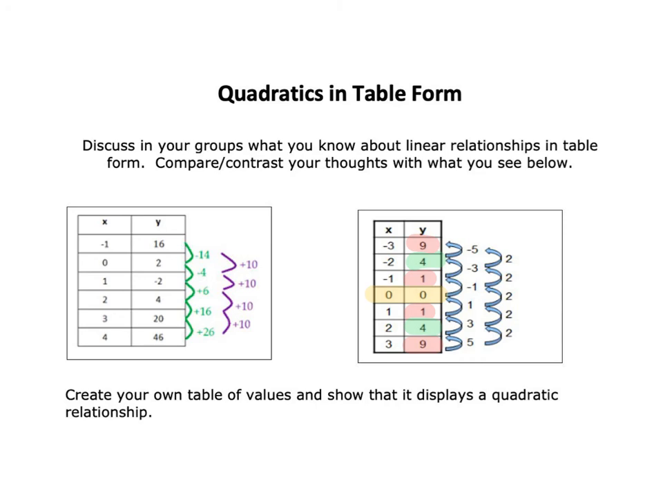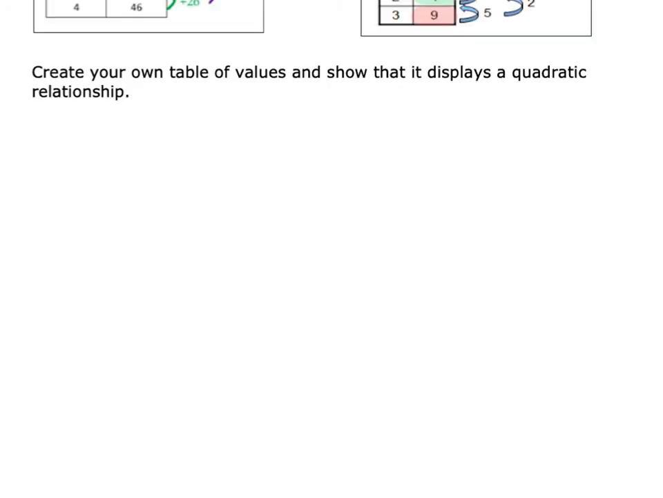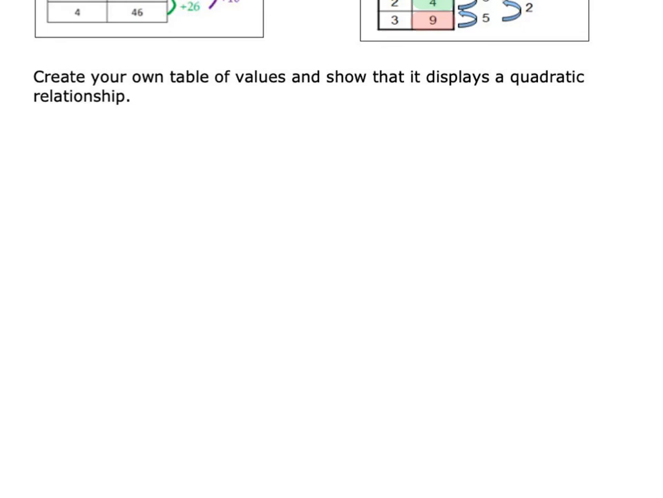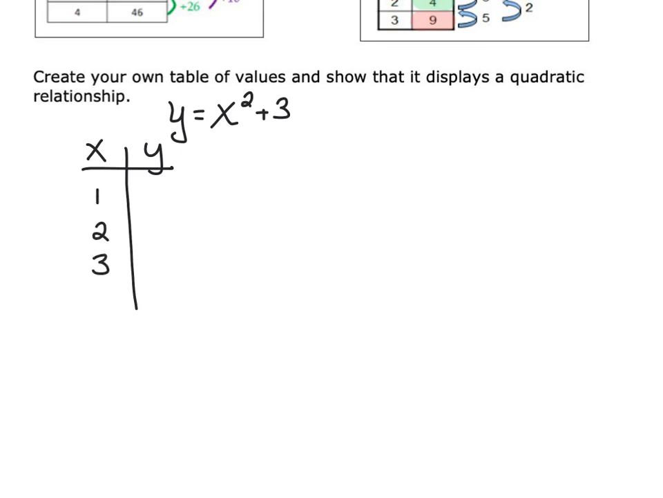So I'm going to do, let's see, is this crooked? Sorry, hold on one second. So I know that y equals x squared plus 3. Okay, it's got a squared term, so I know it's quadratic. So I do an x and a y. I'm just going to pick a few values, like 1, 2, 3, 4, just some consecutive ones, and then I'm going to plug that in.